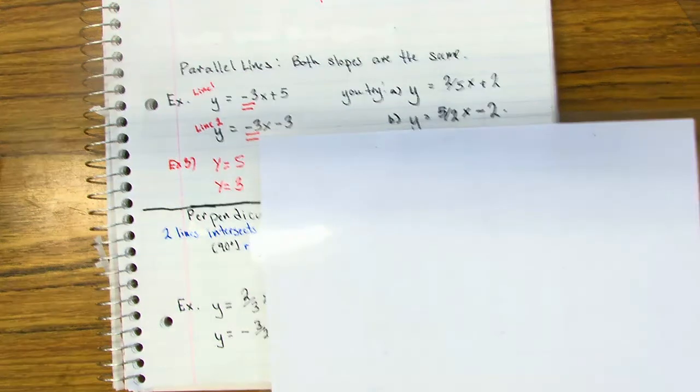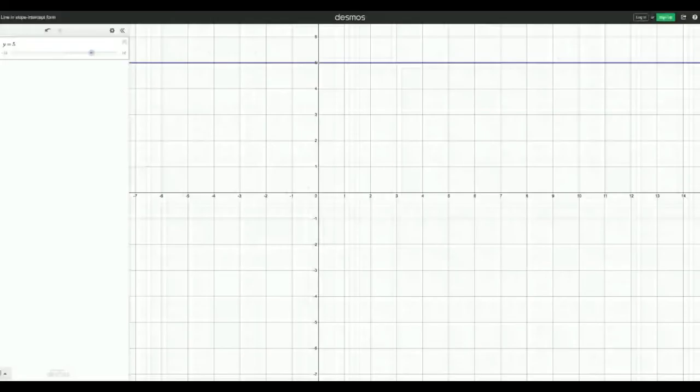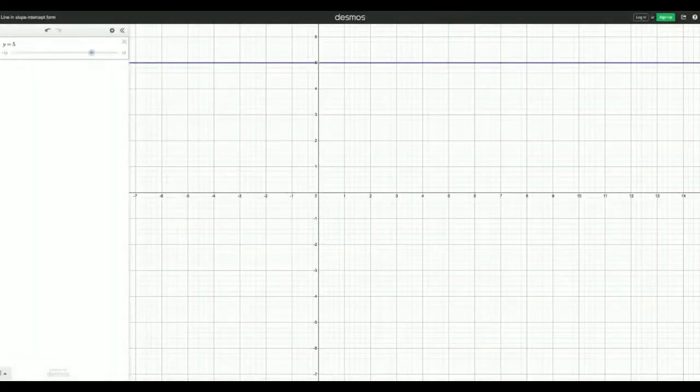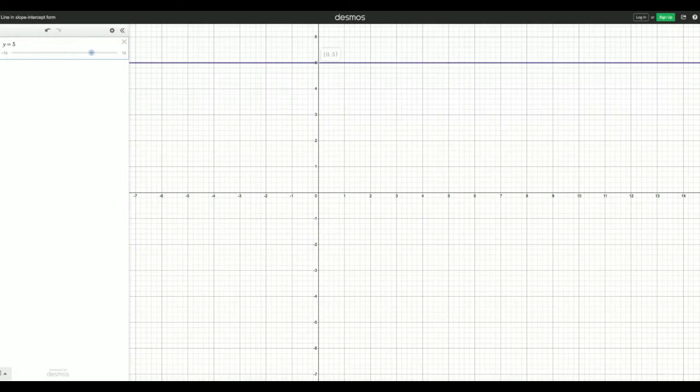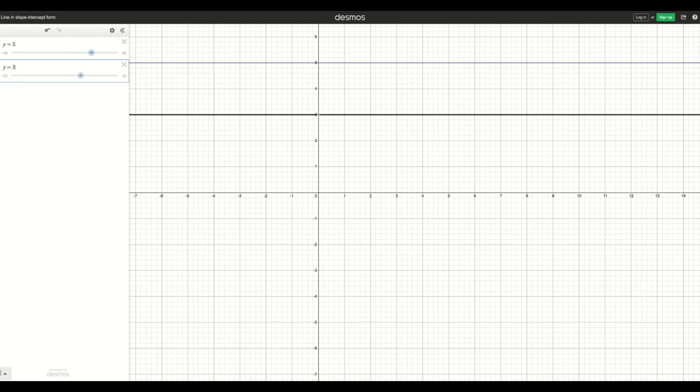We're going to go back to the Desmos. Sorry, I'm just giving you more examples of what parallel lines are in a graph. Okay, so once again, I'm going to just type down y equals 5, and that's going to give me a horizontal line. Whenever you see y equals 5, it's a horizontal line that passes through the y-intercept of 5. I'm going to add another expression here, and I'm going to add y equals 3.